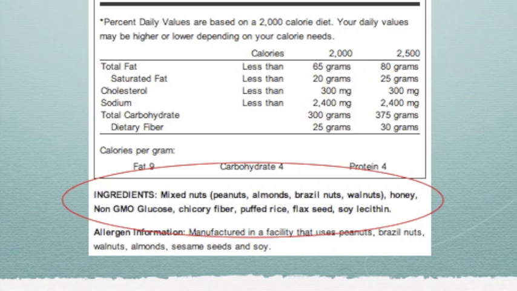If we go down to the ingredients list here again, we see mixed nuts, honey, which of course is sugar, that's where the sugar's coming from. Then we see non-GMO glucose, so there's some sugar there as well. Then there's some fiber, puffed rice, flaxseed, and soy lecithin. Certainly not the most ideal food to choose, but a lot better than the Cheerios.